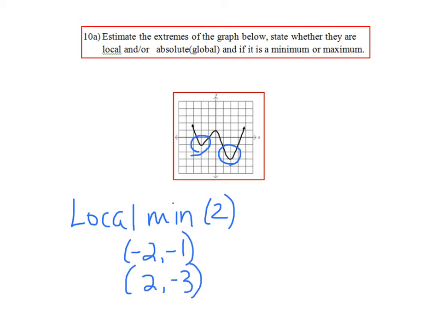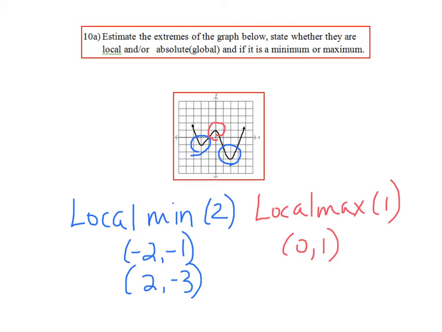Now I also have another point that I talked about where my graph goes from increasing to decreasing, and that's this point up here. And so this would make it a local max. And in this case I have one local max, and my local max is at (0, 1).